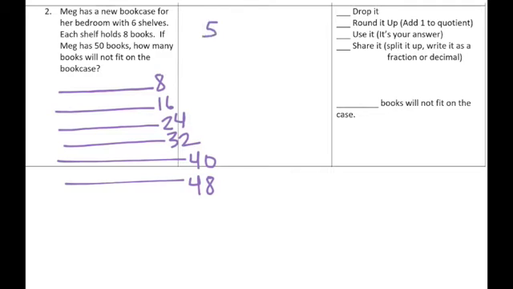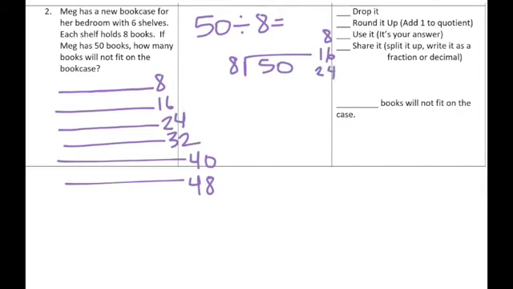Well, if I divided 50 by 8, I'd set it up with the 8 on the outside. So now I'm seeing how many times does 8 go into 50? If I list my multiples, which I pretty much had started doing on the other side, I'd have 8, 16, 24, 32, 40, 48, 56, 64, 72, and 80.